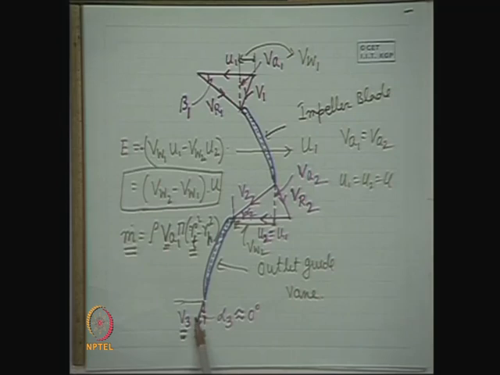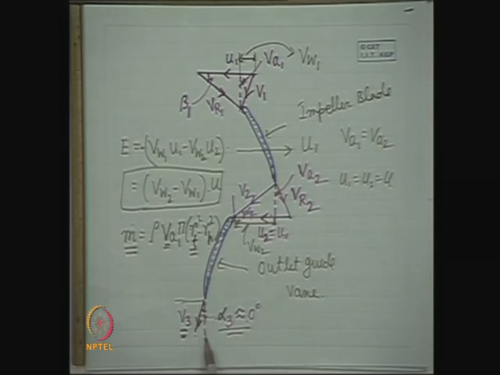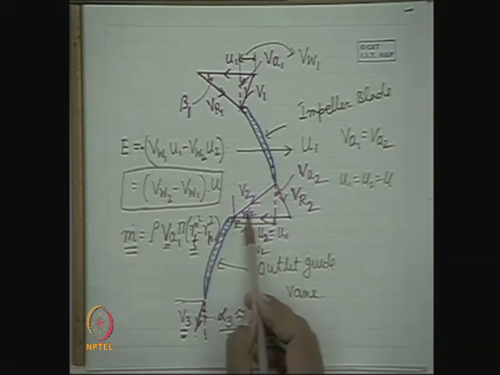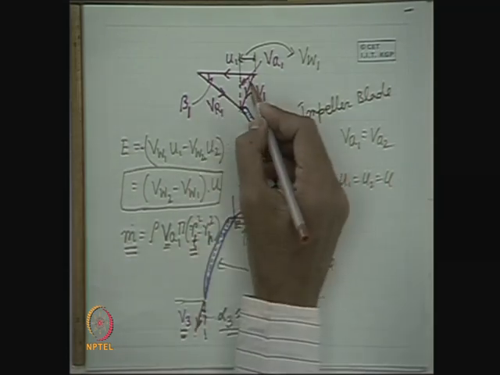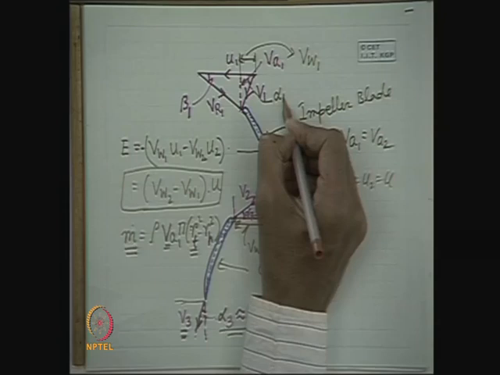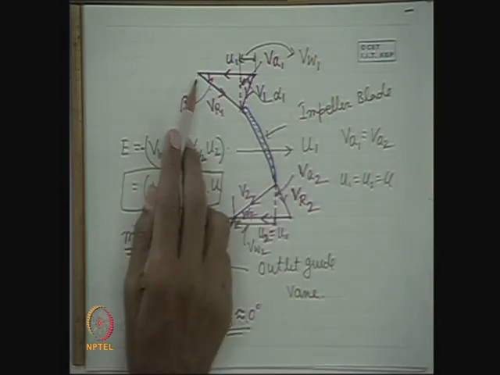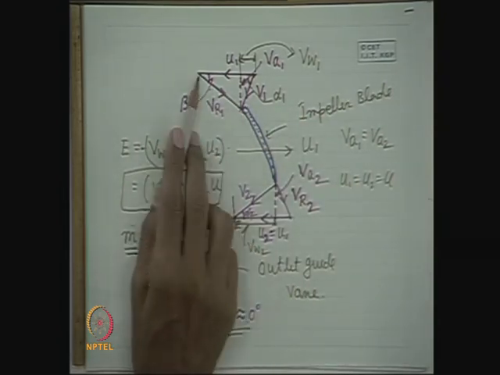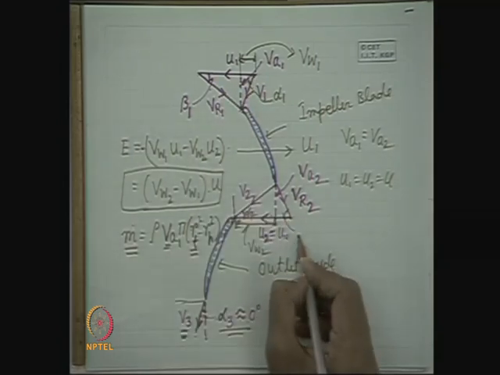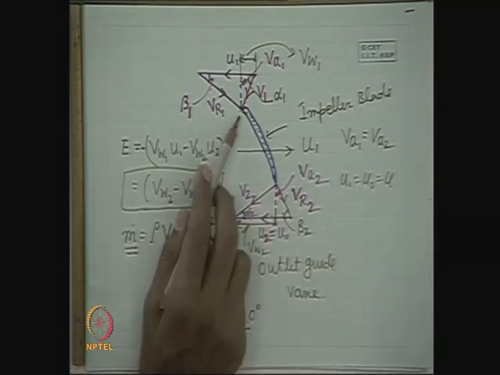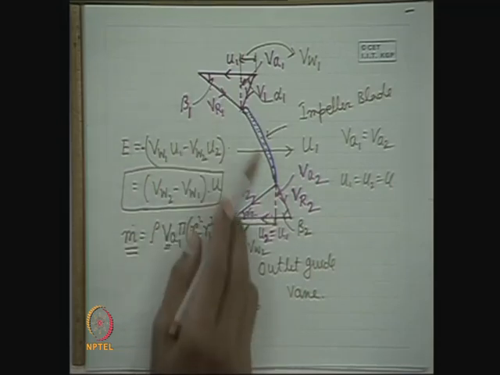So velocity is almost axial. So this alpha 3 represents the angle with the axis, which is almost 0. So it is almost an axial discharge. Here alpha 2 represents the angle of the absolute velocity that makes with the tangential direction, the direction of blade motion. Similarly, this is alpha 1 in the inlet velocity triangles. This is beta 1, that is the angle of the relative velocity with the tangential direction. Similarly, this is beta 2. So beta 1 and beta 2 are the blade inlet and outlet angles for a smooth shockless flow.